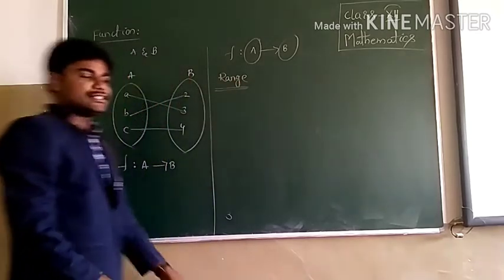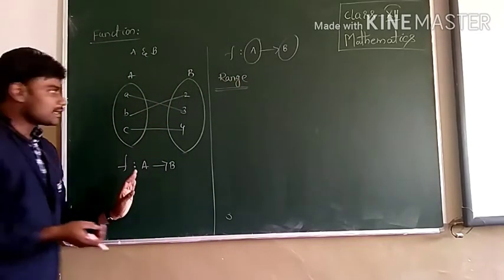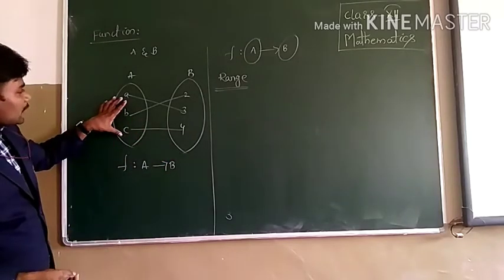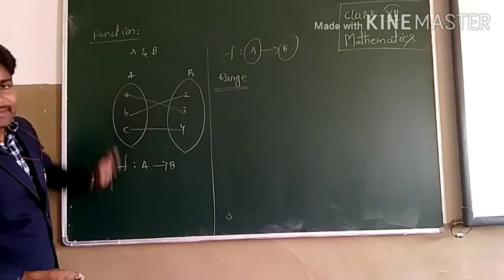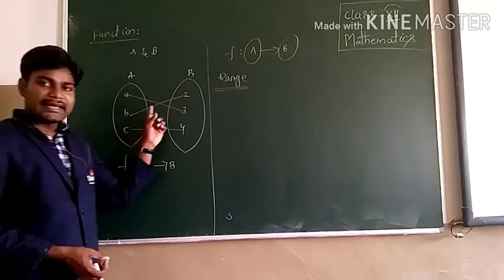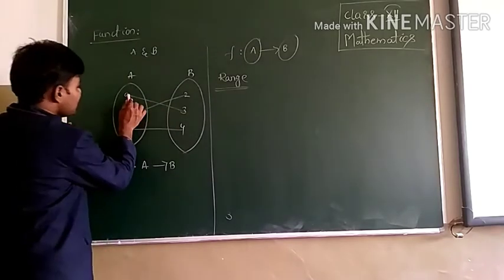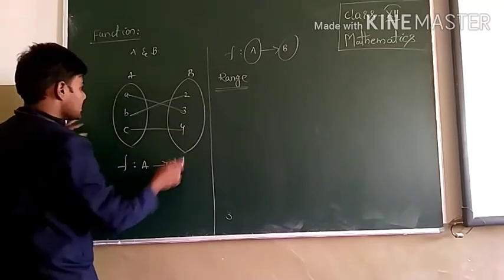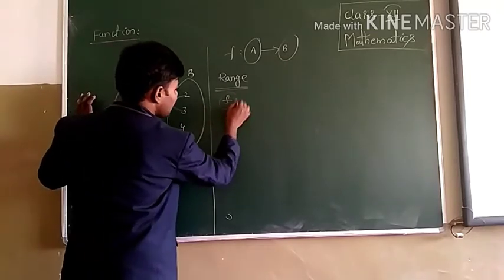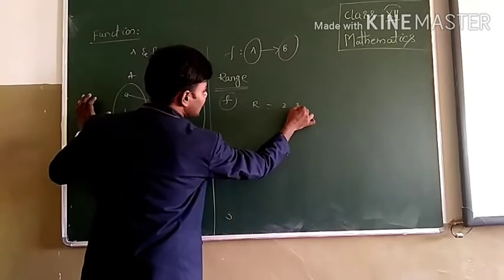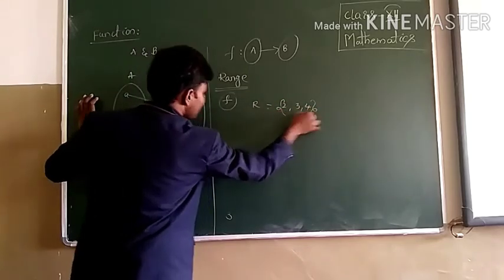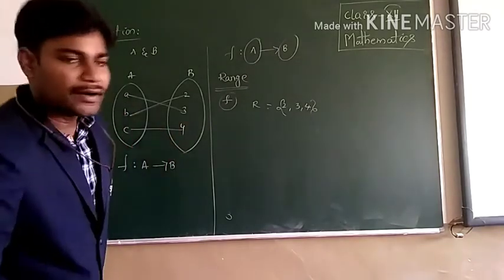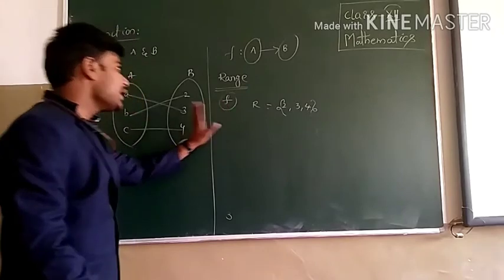The range is nothing but all the images of elements in set A. Here, the image of A is 3, the image of B is 2, the image of C is 4. So that's why the range of function F is equal to 2, 3 and 4. All the images of the elements available in A. In this way we can find the range, domain and codomain.